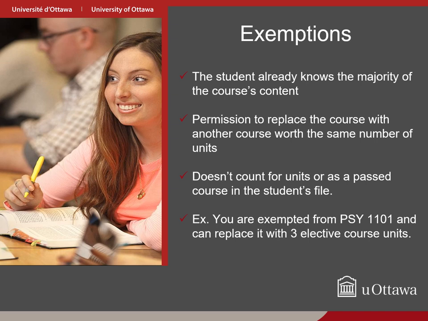And finally, for exemptions, it's when a student already knows the majority of the course's content, so we give them permission to replace that course with another one that's worth the same number of units. It doesn't count for units or as a past course in the student's file. So for example, you would be exempted from Psychology 1101, and you could replace that course with 3 elective course units or 1 course.